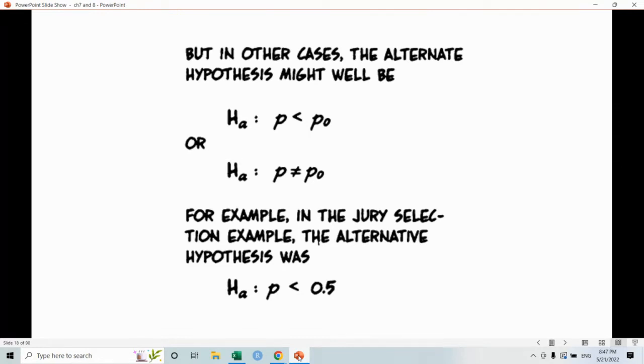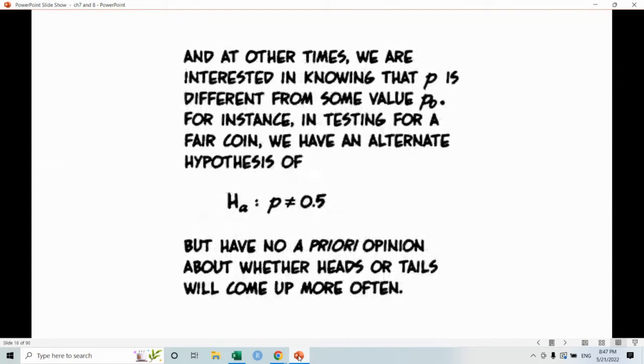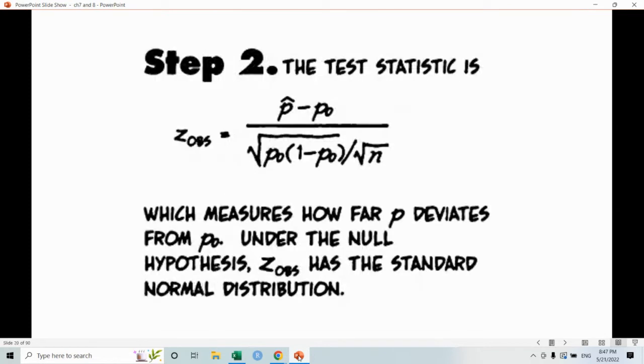For example, in the jury selection example, the alternative hypothesis was P is less than 0.5. So there was less than 50% African American jurors. And at other times, we're interested in knowing that P is different from some value P naught, for instance, in testing for a fair coin, we have an alternative hypothesis of P does not equal 0.5. But we have no a priori opinion about whether heads or tails will come up more often.